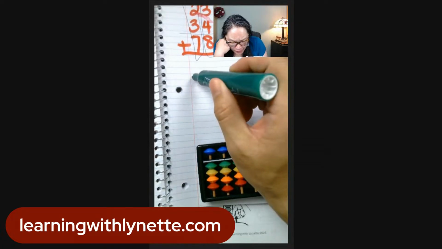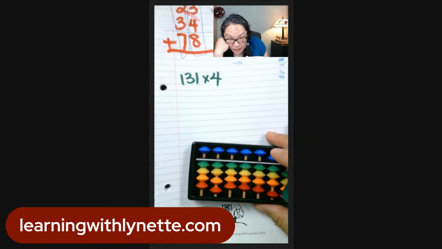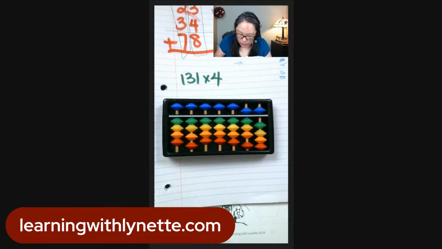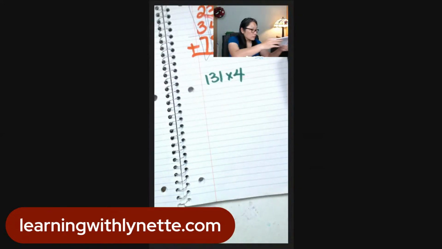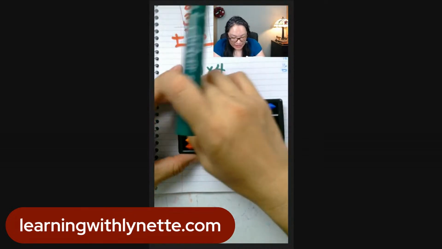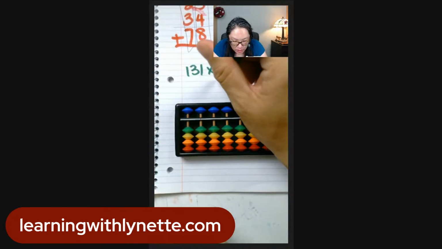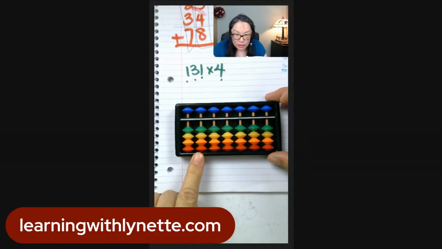So we have 131 times that by 4. This will be easy. Why? Because what we're going to do is look at our digits. When we look at our digits, we want to count them, right? When we're counting our digits, we do 1, 2, 3, 4. We know we're going to be here somewhere, right?